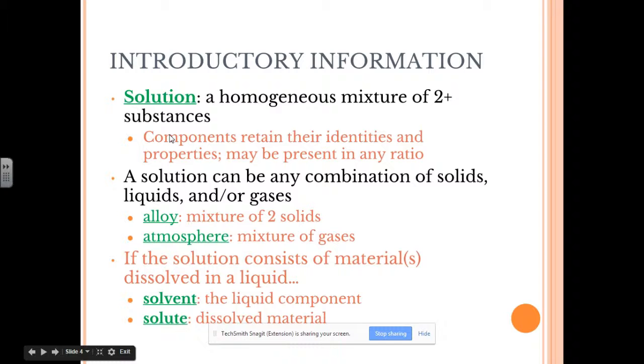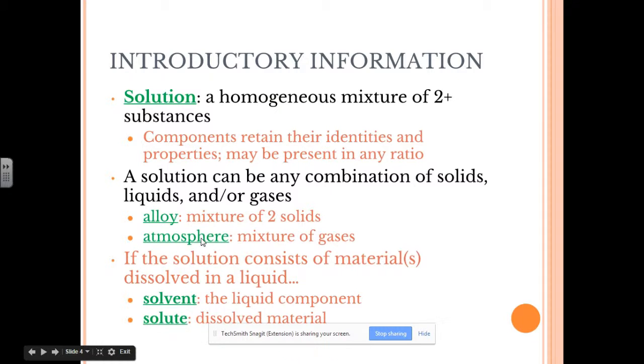Solutions can be a number of things. It could be a combination of solids. We call these alloys. A lot of times we talk about metal alloys. Like if you're a baseball player, that baseball bat is a metal alloy made of aluminum, probably some chromium and nickel, and maybe even a bunch more. I'm sure there are patents out there for that ratio that it's talking about up here.